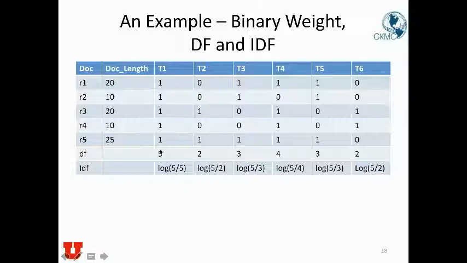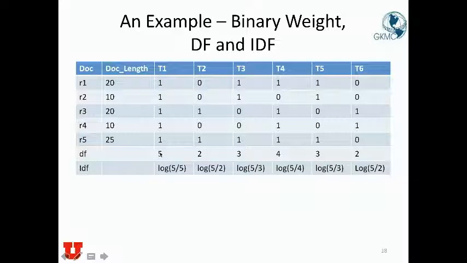You can easily total up the ones and zeros to find out how many documents contain this term. So the total of this is five, the total of this is two, and three, and four, and so on. These are the DF, document frequency, the number of documents that contain a term.